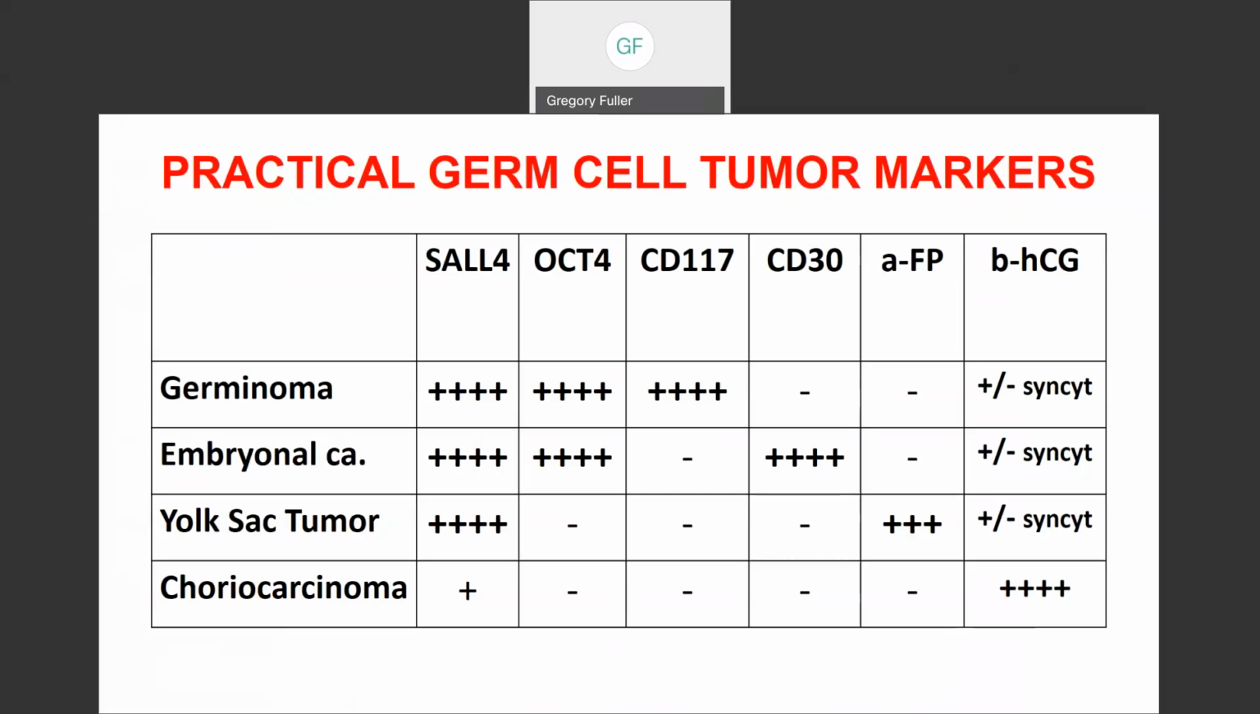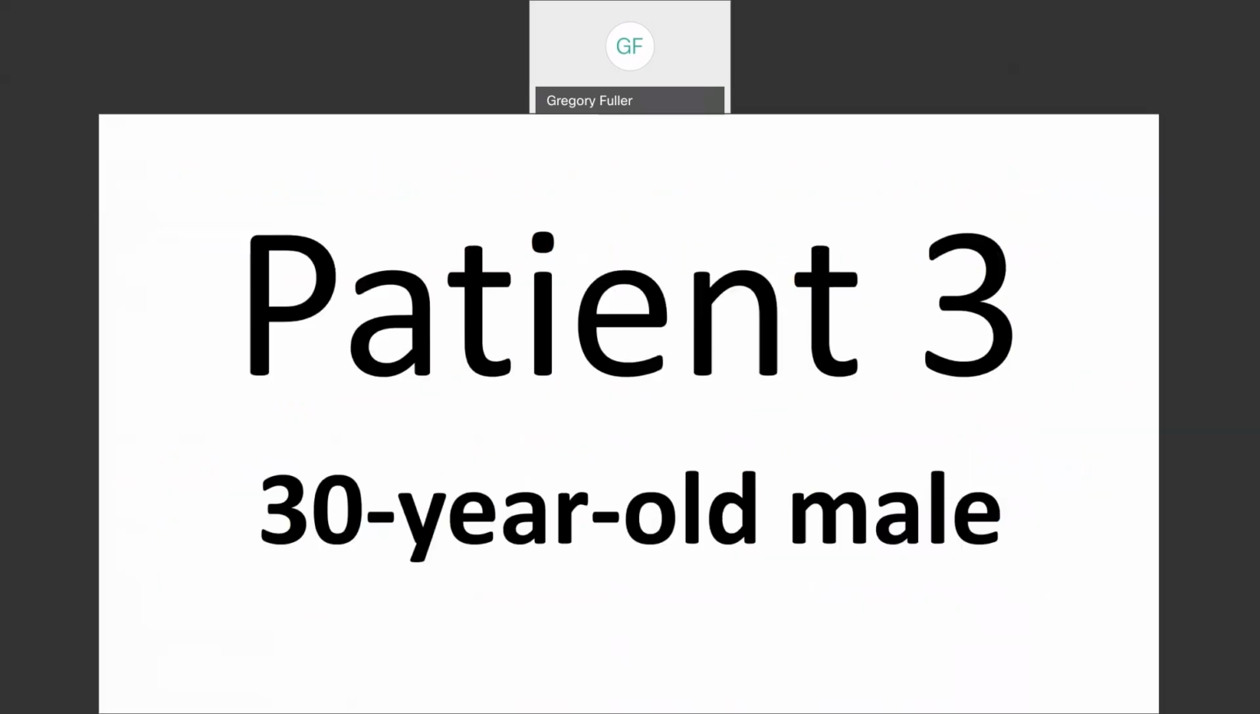Now look at beta HCG, human chorionic gonadotropin. It is 4+ positive. It's like the defining signature of choriocarcinoma, obviously, but it can be positive to a greater or lesser extent in all of the other germ cell tumors because of the syncytial trophoblast, and it can elevate the serum level of beta HCG, usually to a lower degree, in all of the others because of the syncytial trophoblast, which are variably present.